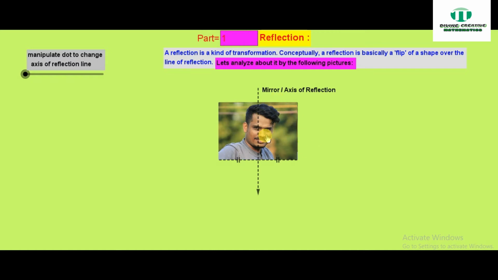If any picture is in front of a mirror, then that mirror reflects the picture, and then we can see the image. Here I am going to change the position of the mirror. If we change the position of the mirror, then the picture and its image will also change. Now we can see the changes.